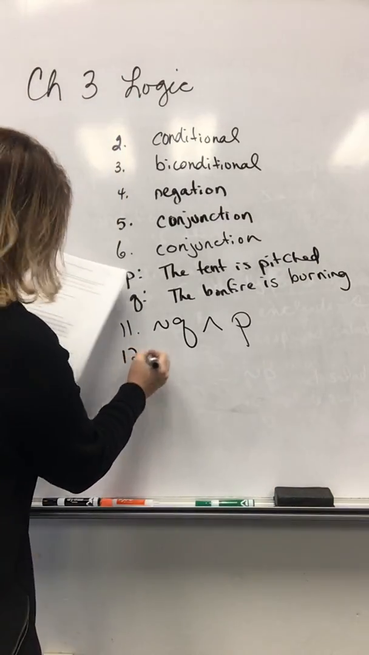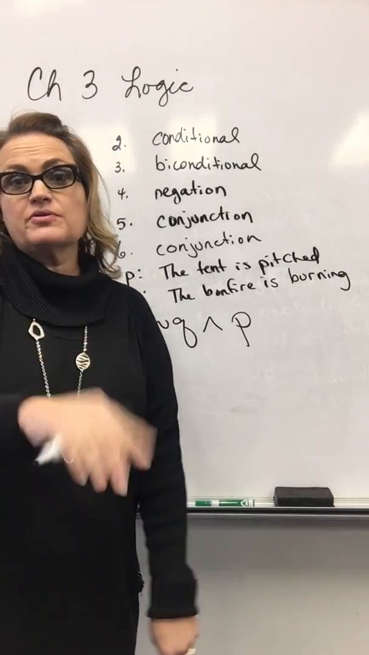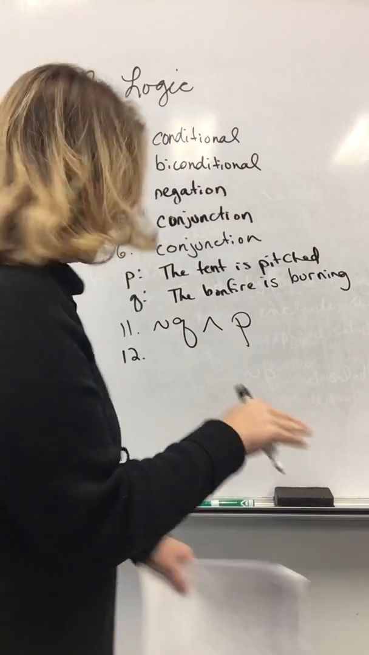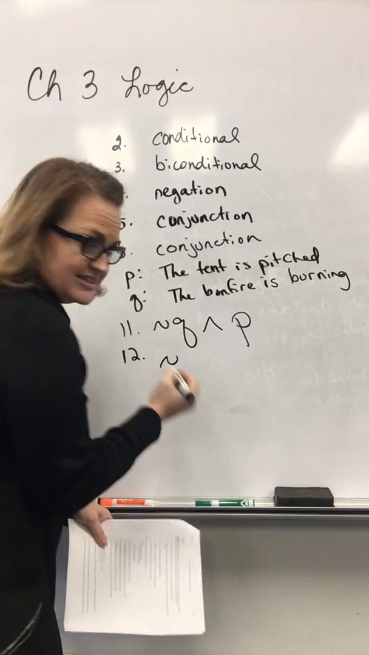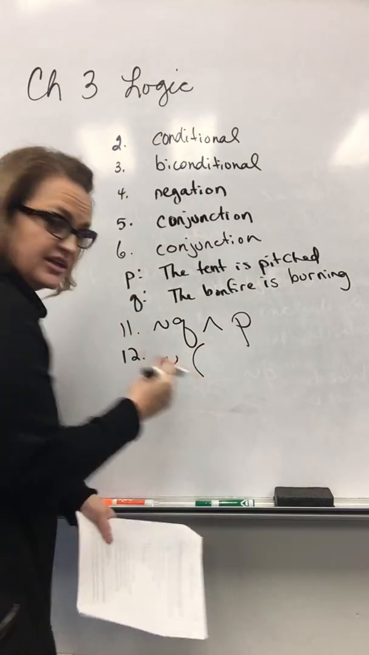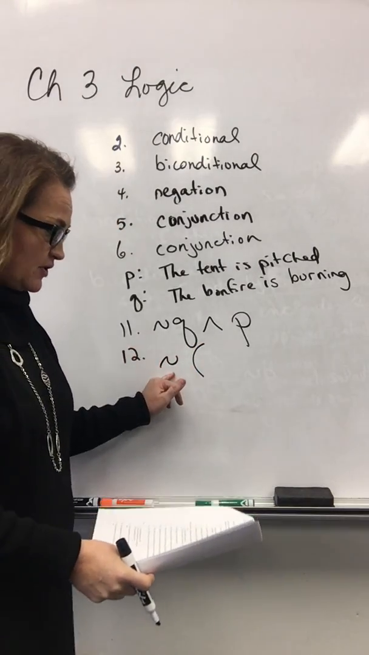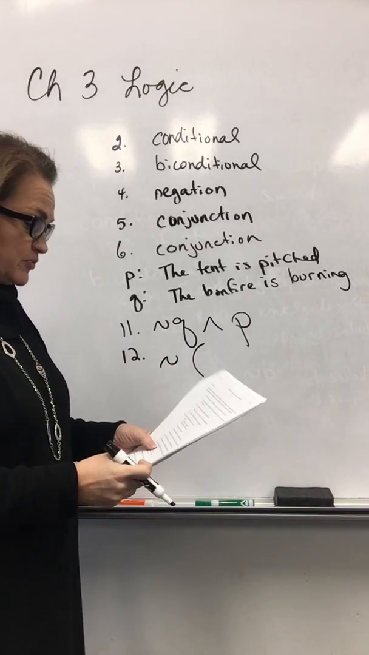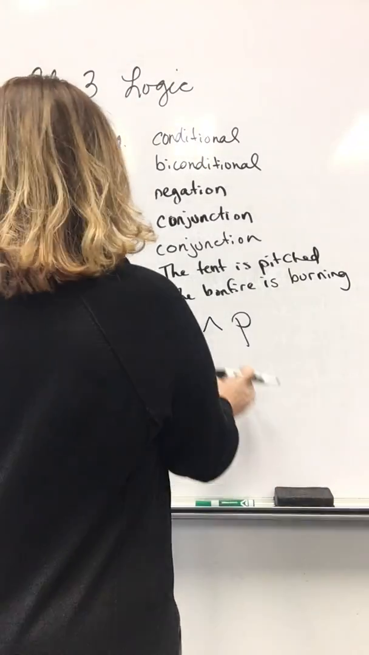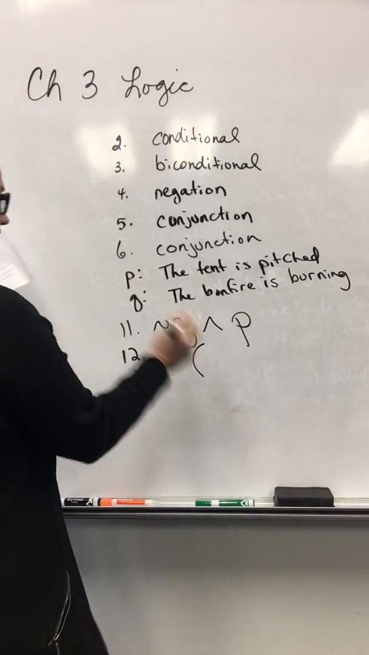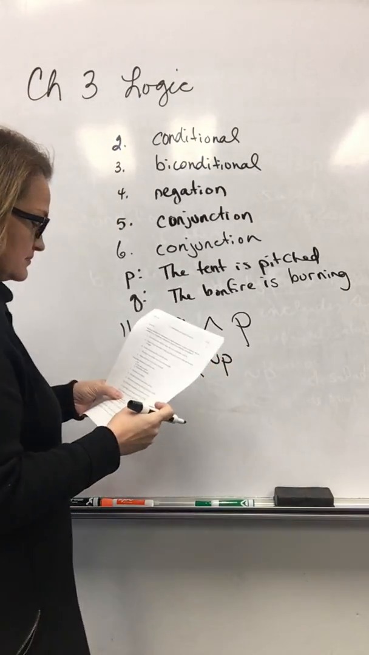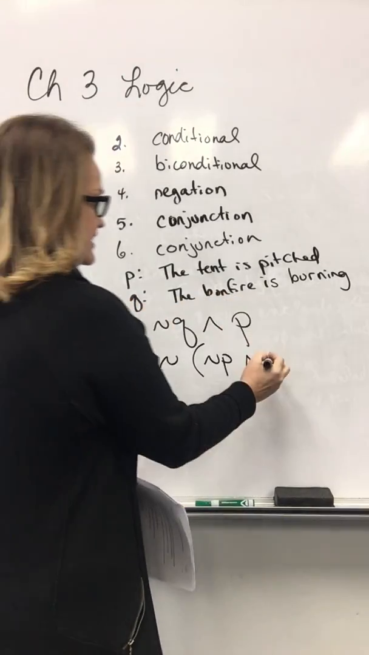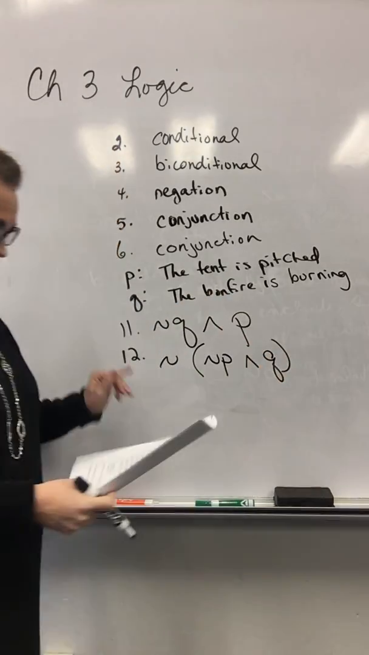Number 12. It is false that. Oh, this is good. This is that practice with using parentheses. We talked about it in the earlier video. When you see the phrase, it is false that, you put the negation and a parenthesis. So, it is false that always means to do this, and then whatever follows, write it in the parentheses. It is false that the tent is not pitched. That's negating a P. And, that's our and symbol. The bonfire is burning, statement Q. That's how your number 12.